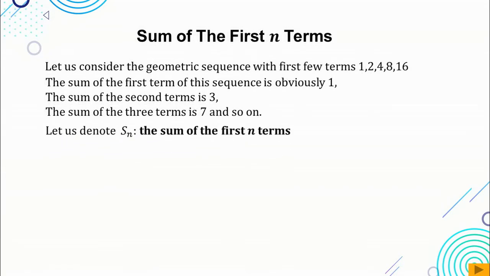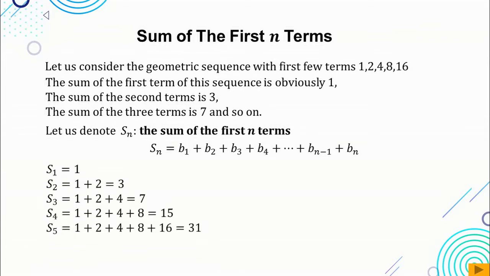Okay, let us denote Sn as the sum of the first n terms, or in some other books they just say S, but here sometimes we will use Sn, sometimes we will use S. It doesn't matter. So Sn equals b1 plus b2 plus b3 plus b4 until the general term of the geometric sequence. And like in the arithmetic sequence, we are adding them up if we are doing it manually. If we are using a formula, it's different. So from here, we can see S1 is 1, S2 is 3, S3 is 7, S4 is 15, S5 is 31.